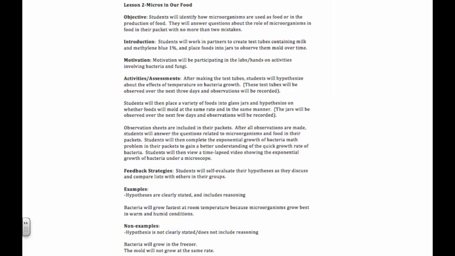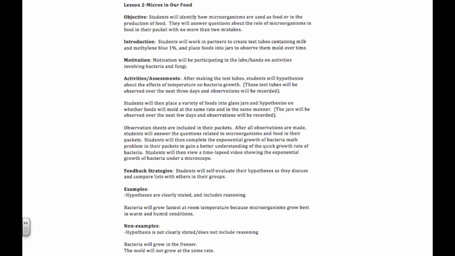Here's another example, and this teacher did the same thing. Because these teachers mapped out their design document by lessons, that scope and sequence happened naturally. I didn't have to guess what they were starting with, or what lesson was starting, or where they were beginning to where they were ending. So this is lesson 2 in this specific example. You can see they have their objective, their introduction, the motivation, the activity and assessments they plan to use, any feedback strategies, the examples and non-examples.